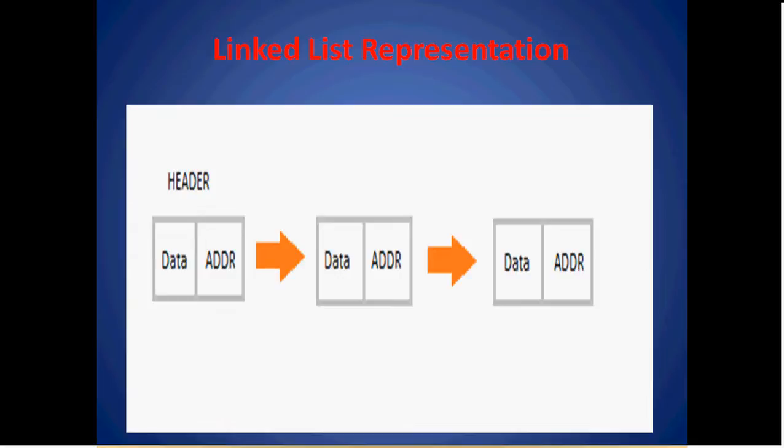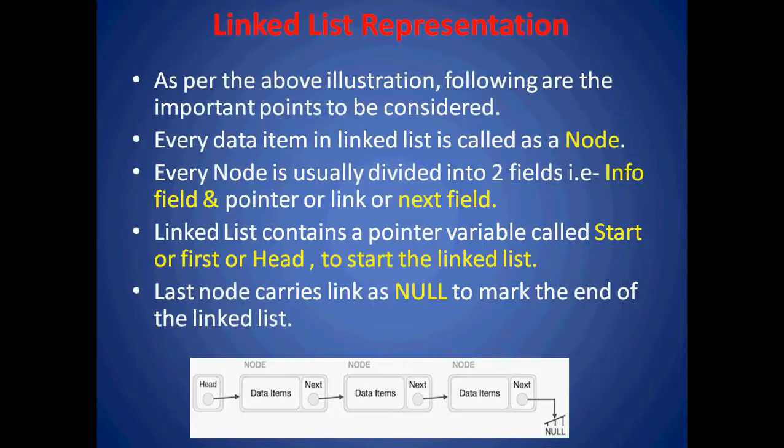This is again the representation of linked list. Following is a linked list having three nodes. We will discuss the header later on. Linked list representation: as per the above illustration, we must define the terminology of linked list. First of all, node. Every data item in a linked list is called a node, and every node is usually divided into two parts. First is the information field and next is the next field or pointer field. A linked list contains a pointer variable called start, like the engine that starts the train. Start holds the address of the first node, indicating the starting node of our linked list.